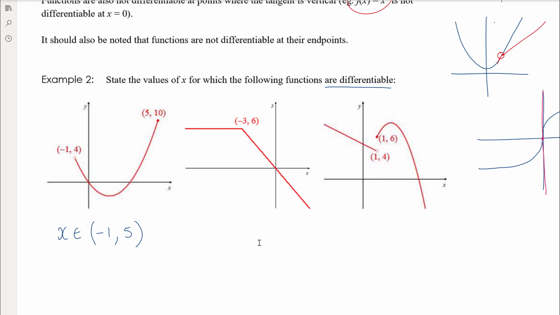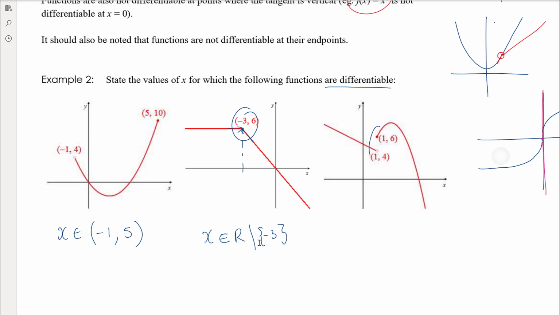Okay, the second graph there, we're thinking about where that function is differentiable. That function is going to be differentiable everywhere except here where we've got a sharp corner. We've got two lines with different gradients meeting at that point, and therefore deciding what the gradient actually is at that point is going to be very difficult, or impossible actually. So this function is differentiable for all real numbers except when x is equal to -3.